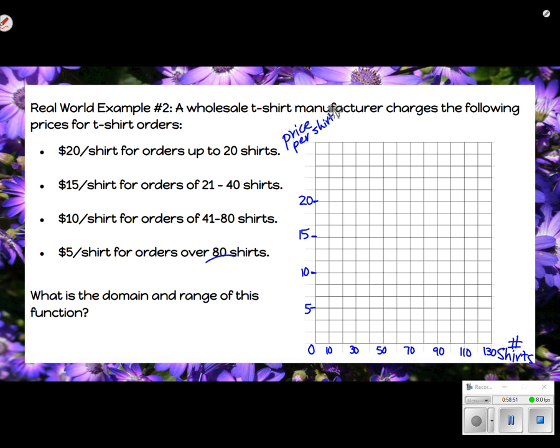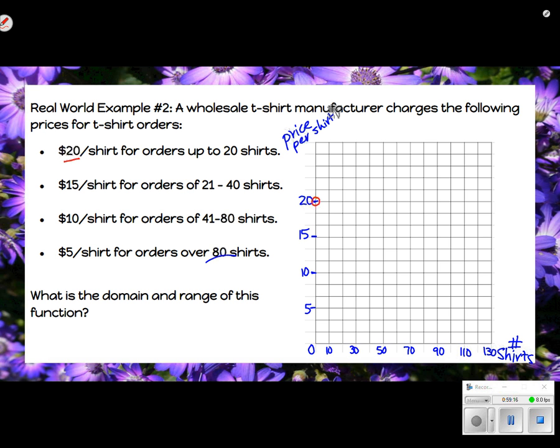Okay, so what we're going to do is we're going to still do 0, but we're going to do an open circle because we know at 0, you're not going to have any shirt orders that you have to pay for. So at 0 and 1 and 2 and 3 and 4 and 5 and 6, all the way up to 20, I'm going to be paying $20 a shirt. So I'm going to start with an open circle at 20, indicating that I can get really close but not actually be there.